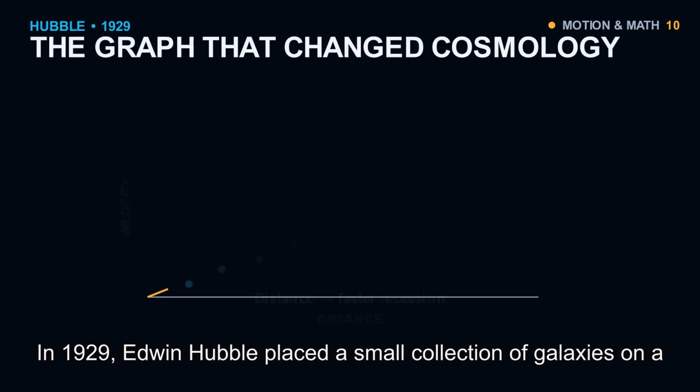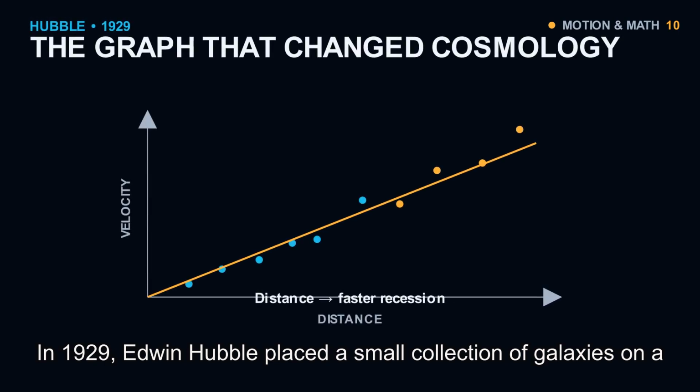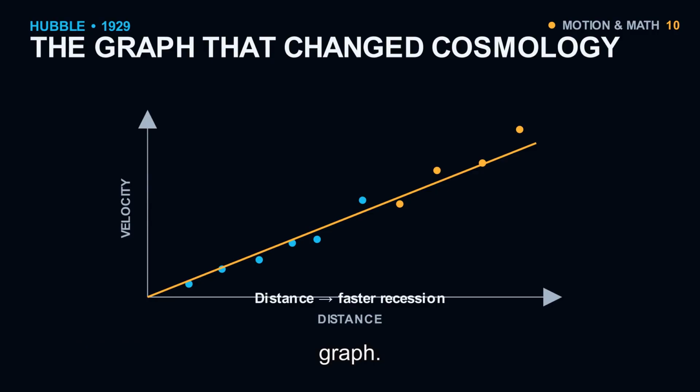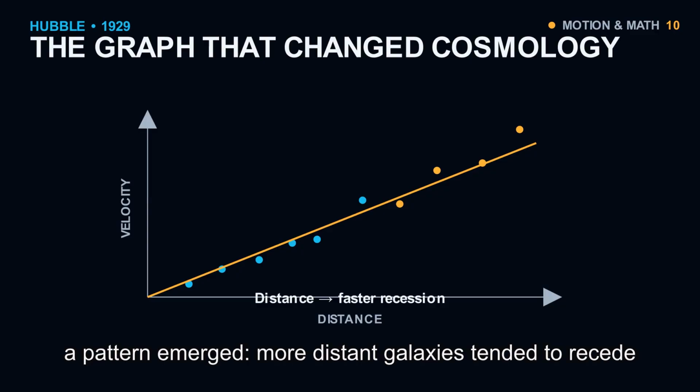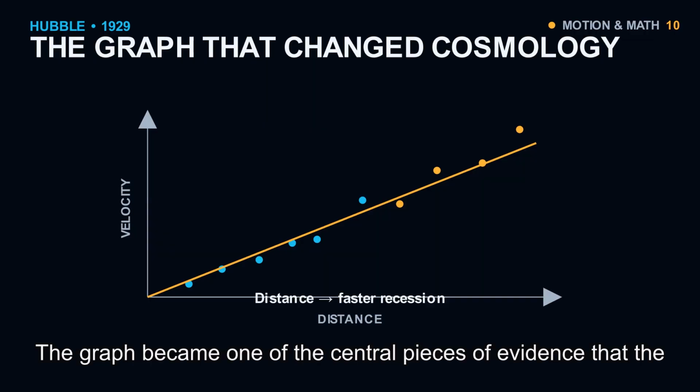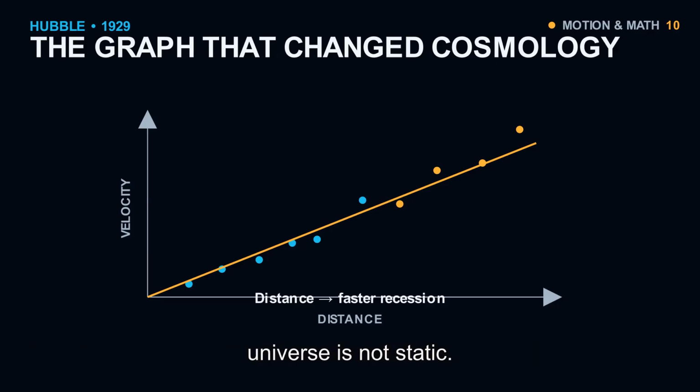In 1929, Edwin Hubble placed a small collection of galaxies on a graph. Distance ran along one axis. Radial velocity ran along the other. The points were scattered and the distances were uncertain, yet a pattern emerged: more distant galaxies tended to recede faster. The graph became one of the central pieces of evidence that the universe is not static.